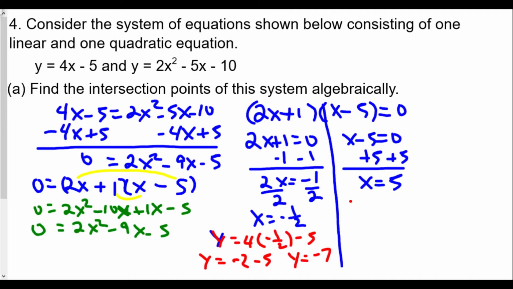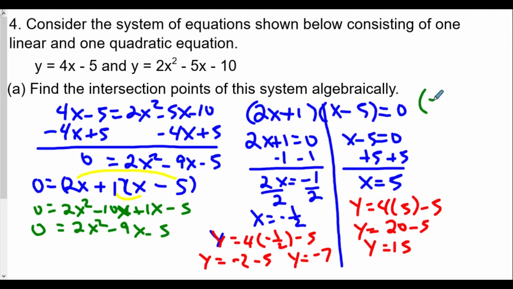And I use again the same equation. Y equals 4 times 5 minus 5. Y is equal to, it looks like 20 minus 5. Y equals 15. Okay, so the two coordinates we're looking at are going to be negative 1/2, comma negative 7, and 5, comma 15. All right.